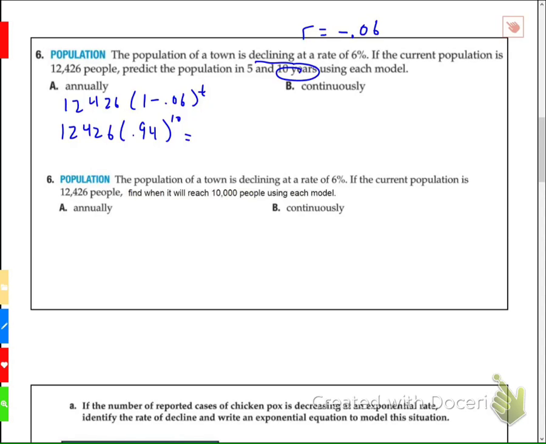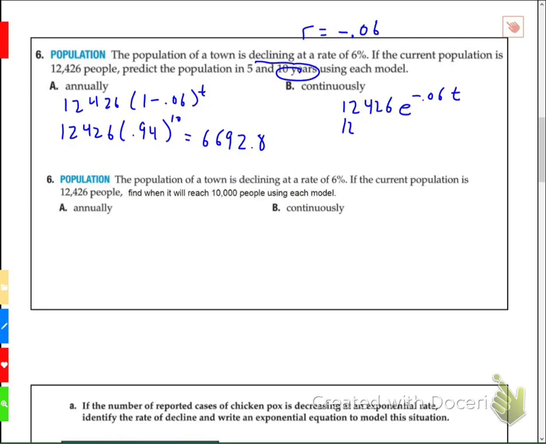So that gives me 6692.8. I know I can't have 0.8 of a person, okay, but I'll put it there so that way if we round it, we at least know where it came from. Okay, let me try the other one now. I'm going to do 12,426 e to the negative 0.06 t.